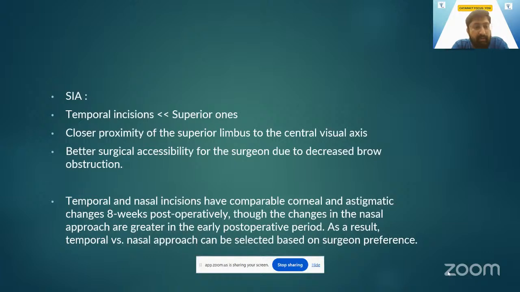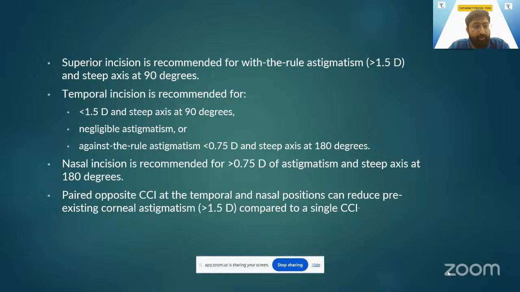The temporal incisions, yes, they are better than superior ones because of the closer proximity of the superior limbus to the central visual axis. In cases of temporal incisions, the surgeon has a better view. For both, it has been observed that around 8 weeks post-op the changes in the nasal approach are greater in the early post-operative period. Finally, after all, it is the surgeon's preference, because if the surgeon is not comfortable, at the end of the day everything is in ruins.